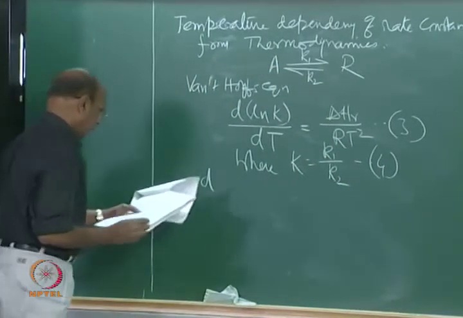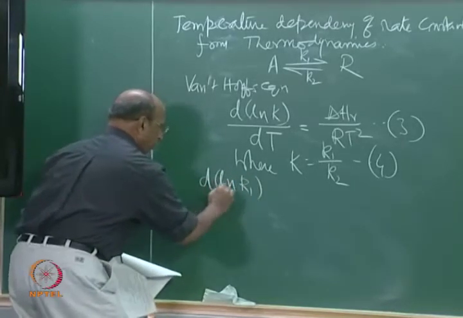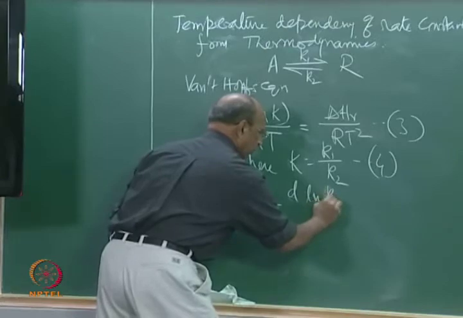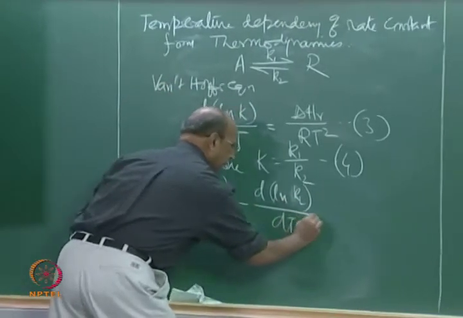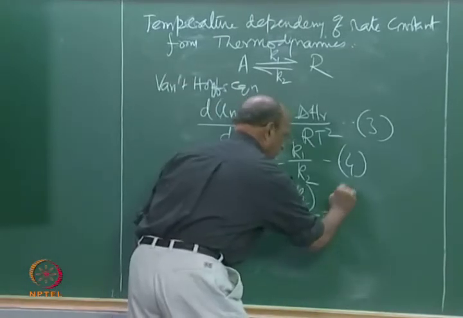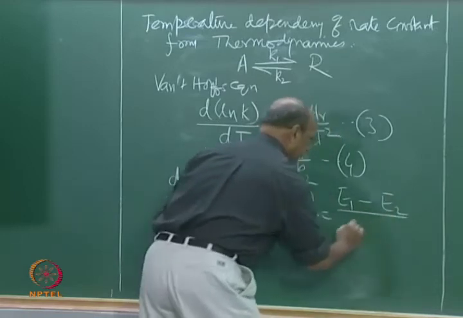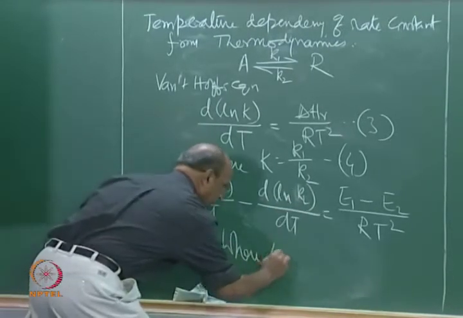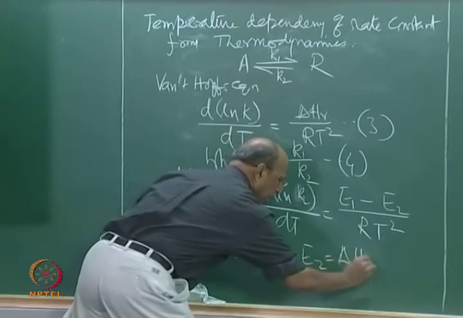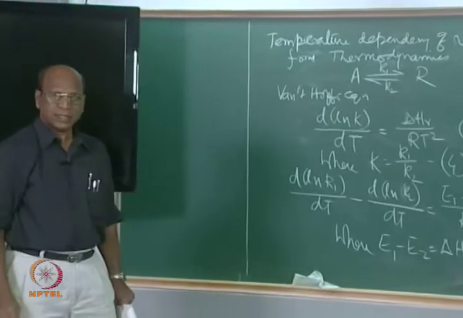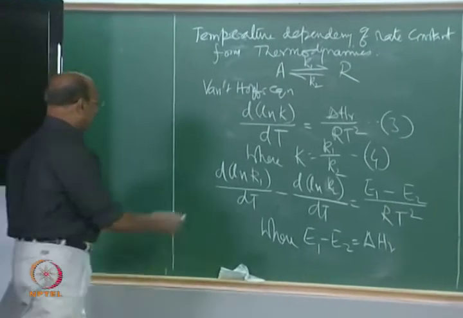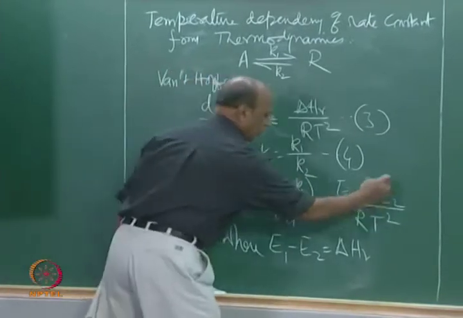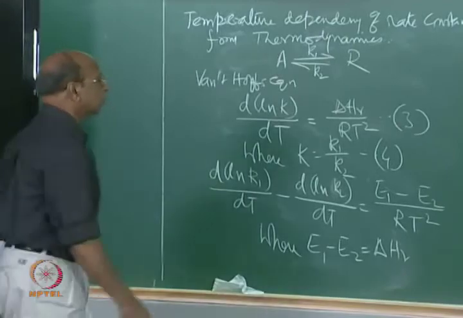If I put equation 4 in 3, then what I get is d of ln small k1 by dT minus d of ln small k2 by dT also equal to (E1 minus E2) divided by RT squared, where E1 minus E2 equals what? Delta H_R. Right? Yeah. Good. So now I can take those similarities here. For example, this term is equivalent to this term. This term is equivalent to that term.